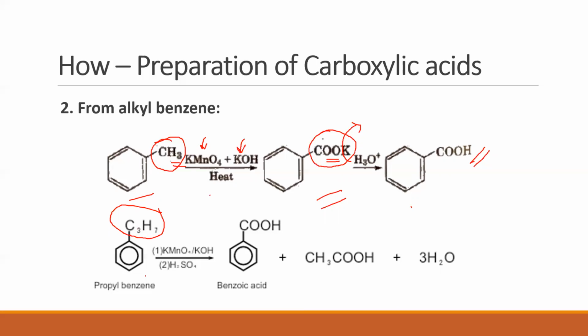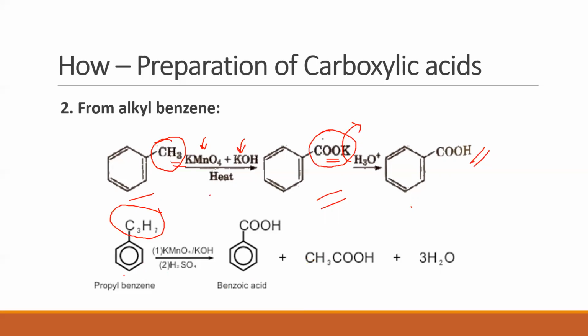Now when I take an alkyl benzene where the alkyl group has more than one carbon, then we get a mixture of acids. Let me repeat. When I take an alkyl group attached to benzene, and if that alkyl group contains more than one carbon, I get a mixture of acids, which is what is seen here.